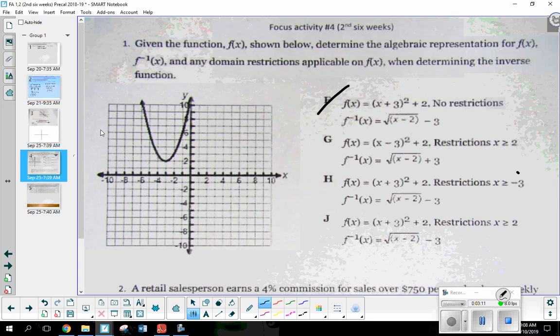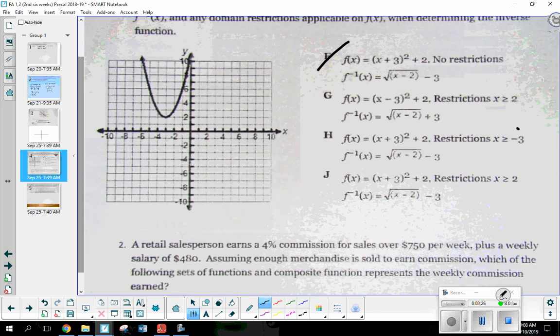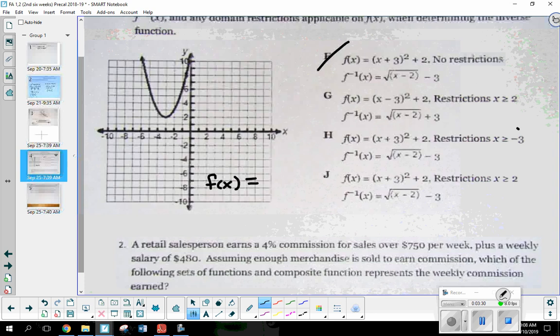Okay, so let's go ahead and determine what the function is that represents this graph. Then we'll start talking about the restrictions, we'll find the inverse and everything else. Now, I would probably go ahead and use vertex form. Does anybody remember what that is? It's f of x equals, does anybody remember the general form? Right now I'm not looking for the specific one we have here.